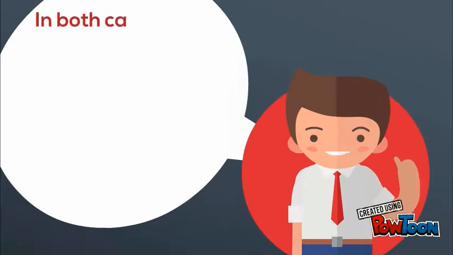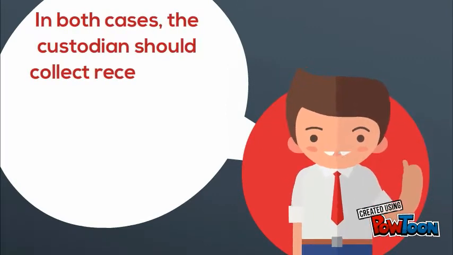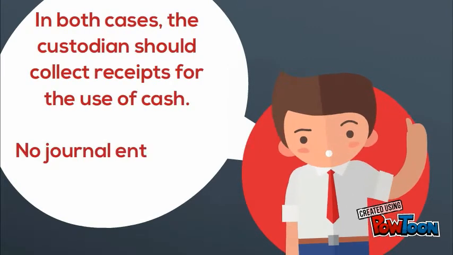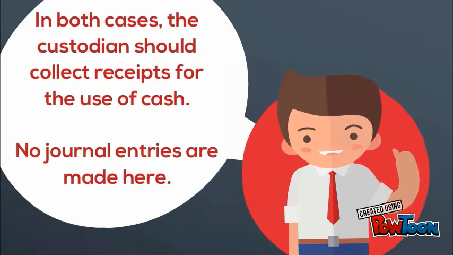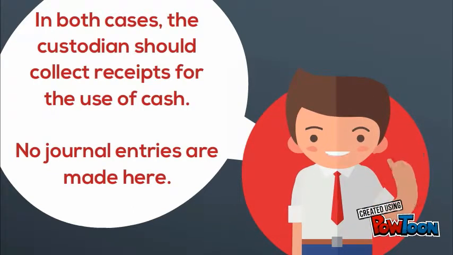In both cases, the custodian should collect receipts for the use of cash. No journal entries are made as payments are made from petty cash. They are recorded only when the fund is replenished.